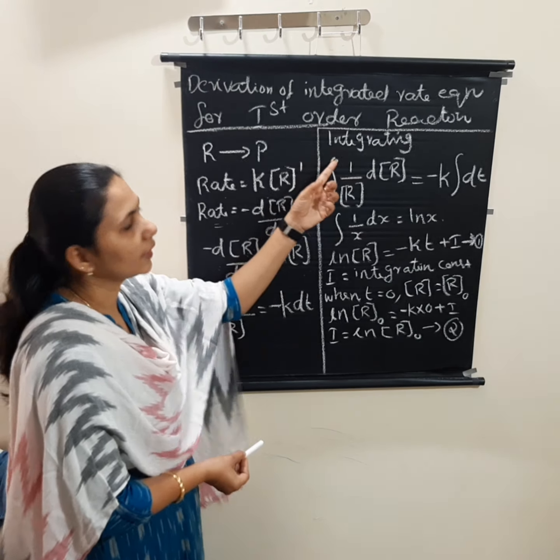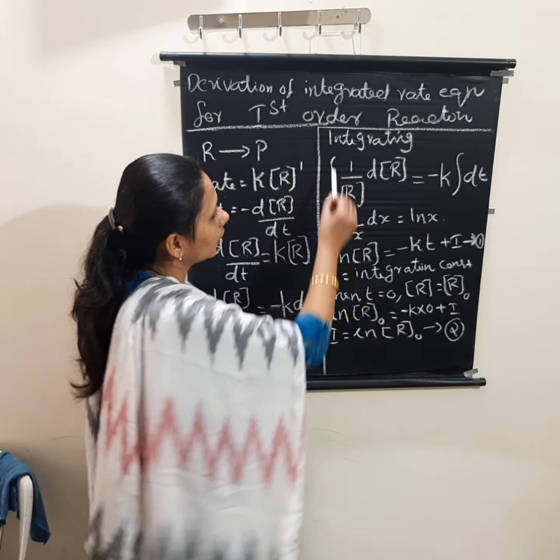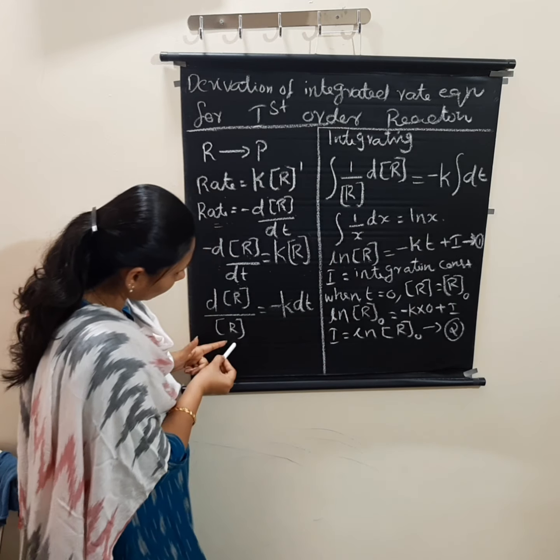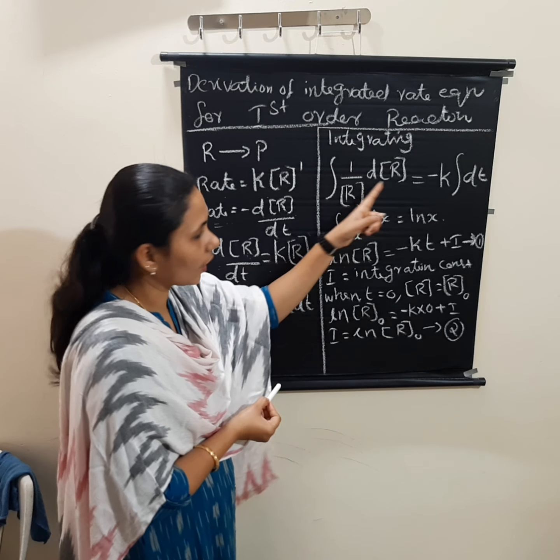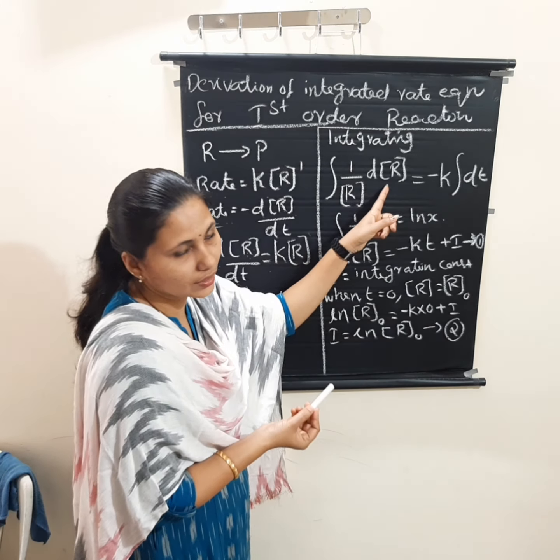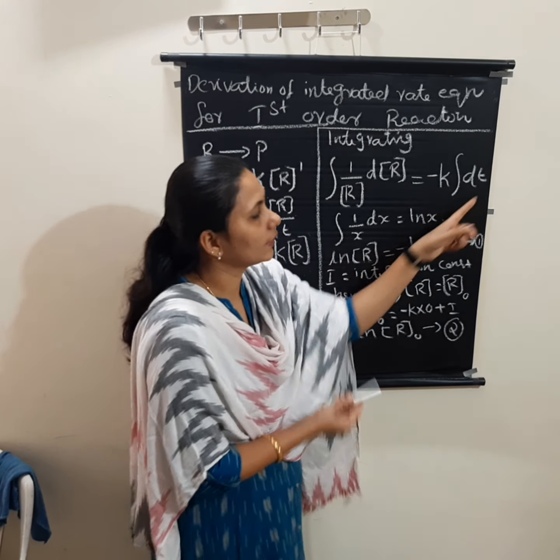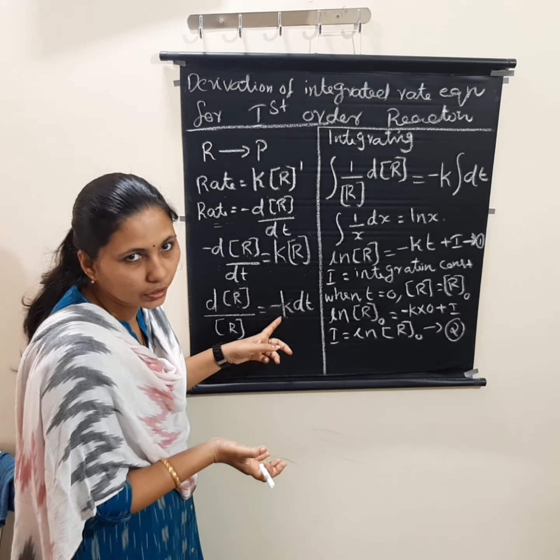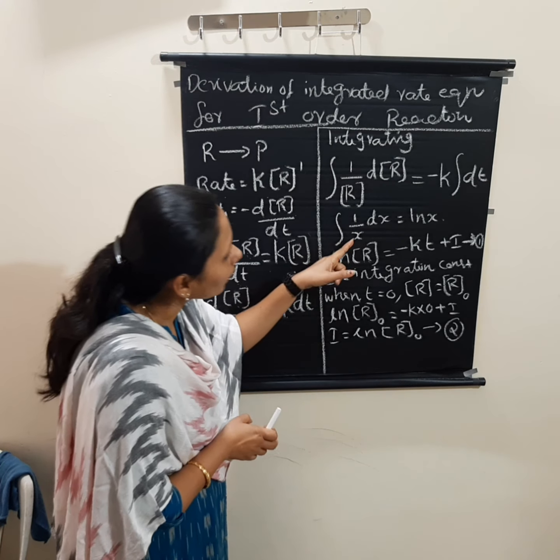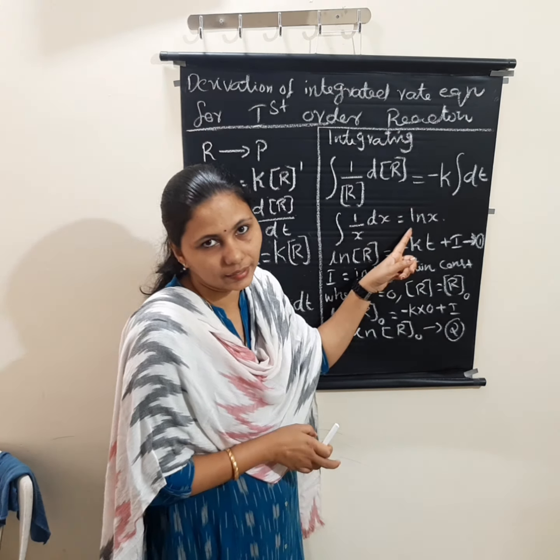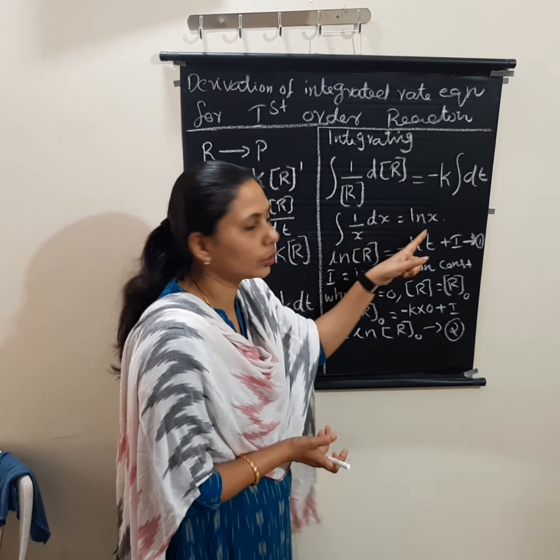Then integrating this equation. On integration, I am splitting and writing d[R]/[R] as 1 by [R] into d[R], to integrate easily, equal to minus K into the integral of dt. Here K is a constant, so no need of integrating. We know the integral of 1 by x dx equal to what? ln x. All of you know that.